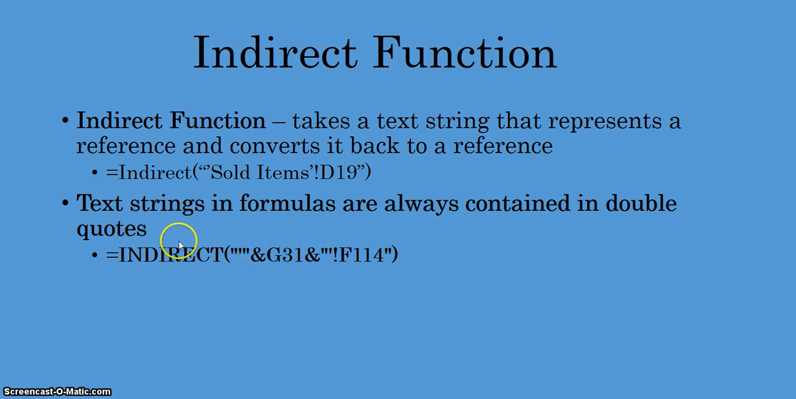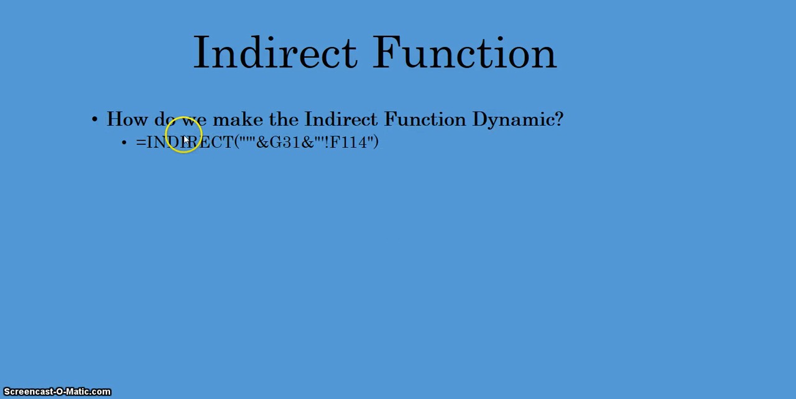As you can see in this example here, on our next screen we're going to explain this one further, because we're dynamically placing a value within an INDIRECT function. So how do we make the INDIRECT function dynamic? This is how we make it dynamic, by using the join operator, which is the ampersand sign.